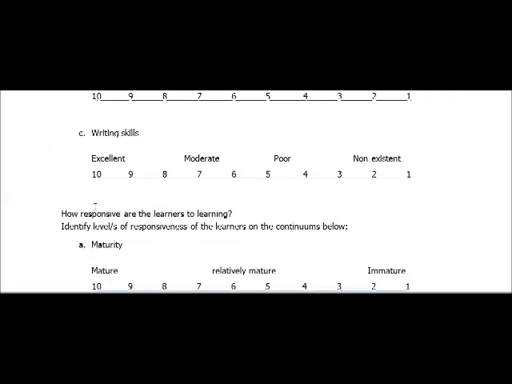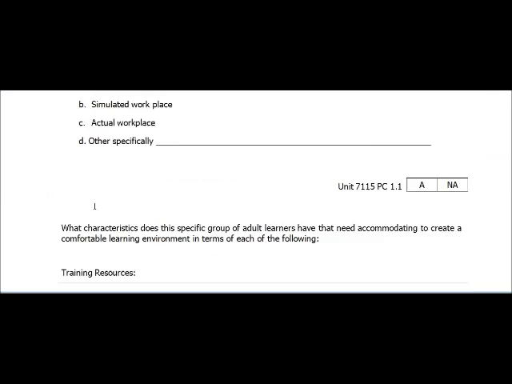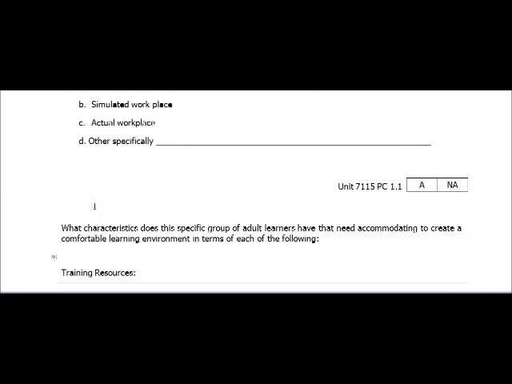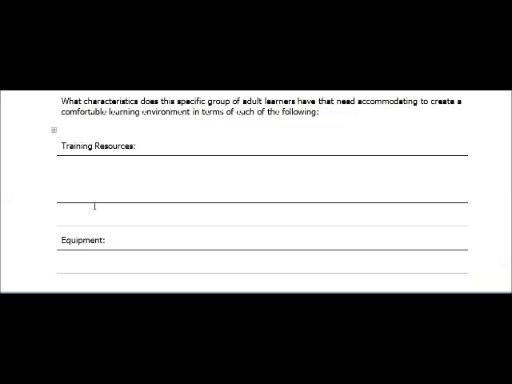So you'll work your way through those questions, and if I just keep going down, it keeps going on to page 6, and it finishes here on page 7. So once you've answered those introductory questions, the last question here on page 7 says, based on your answers to those questions, what characteristics does this specific group of adult learners have that need accommodating? Okay. So based on your answers to those previous questions, what kind of training resources are you going to need to provide for them?